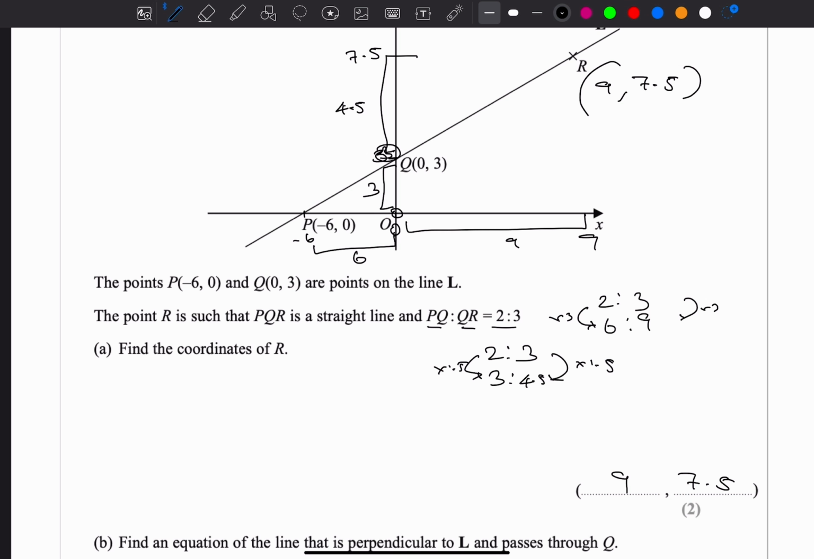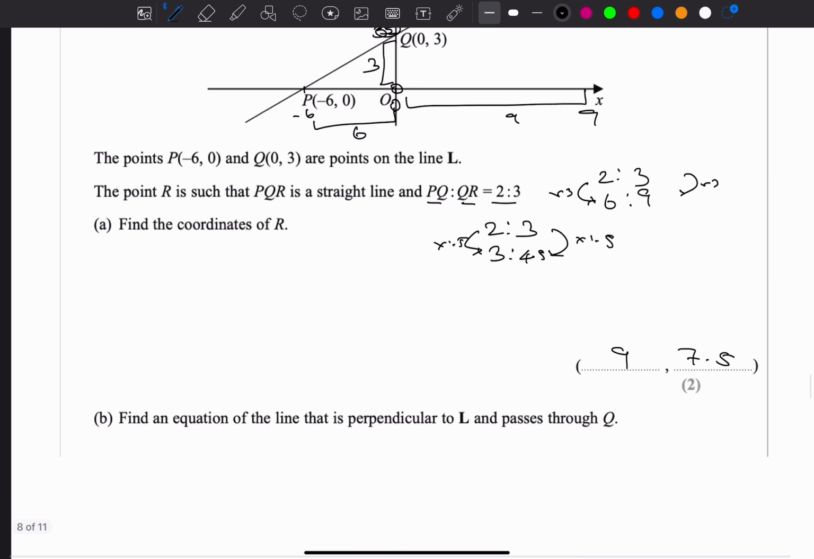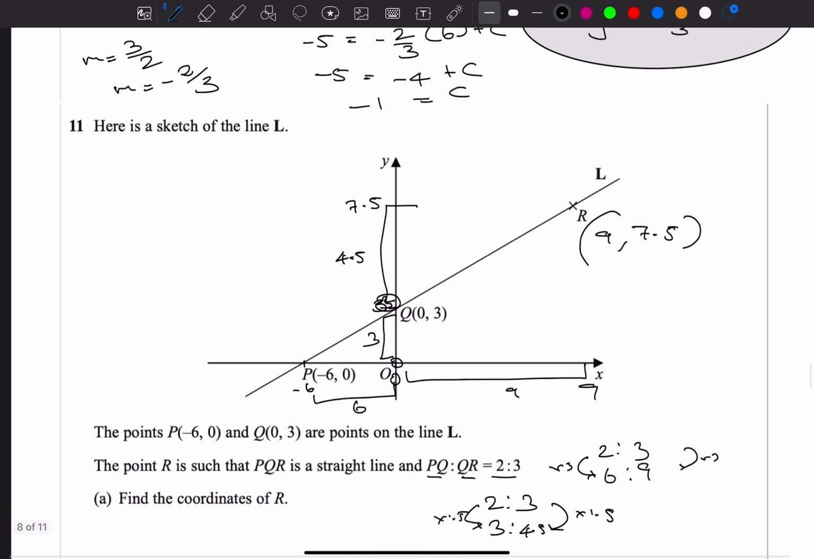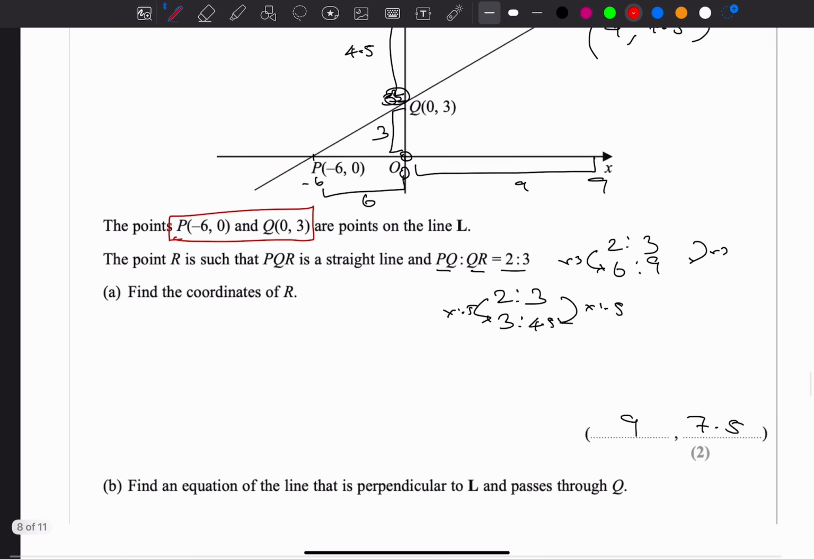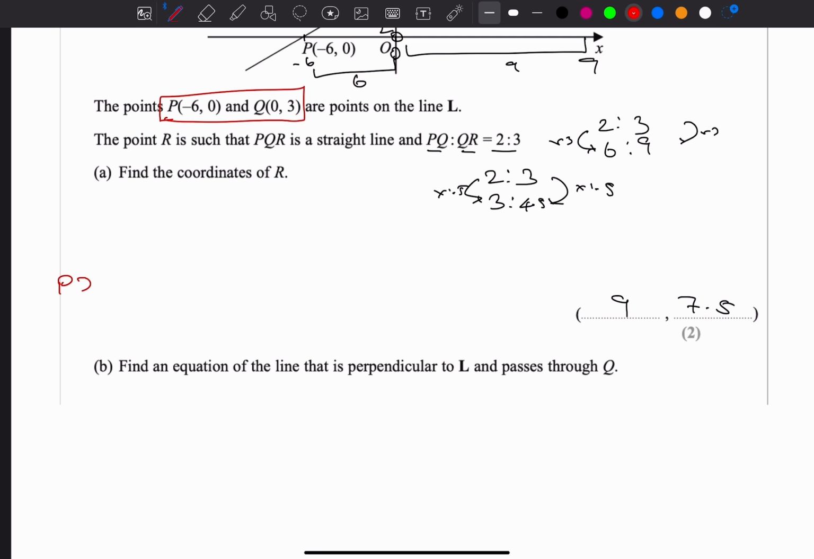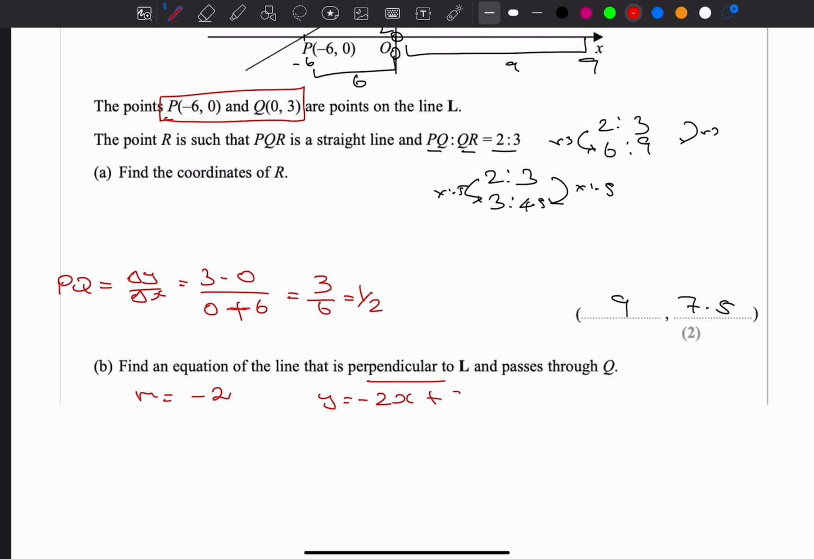The equation that is perpendicular to L and passing through Q. Okay, I'll change the colors of the pen. Perpendicular to L. L goes through this point. So what is the gradient of L? Technically it is the gradient of PQ, which is change in y over change in x, which is 3 take away 0 over 0 take away minus 6. That's 3 over, this technically is a plus, 6, which is a half. But they don't want that, they want perpendicular. So switch it over. M is 2, but minus 2.